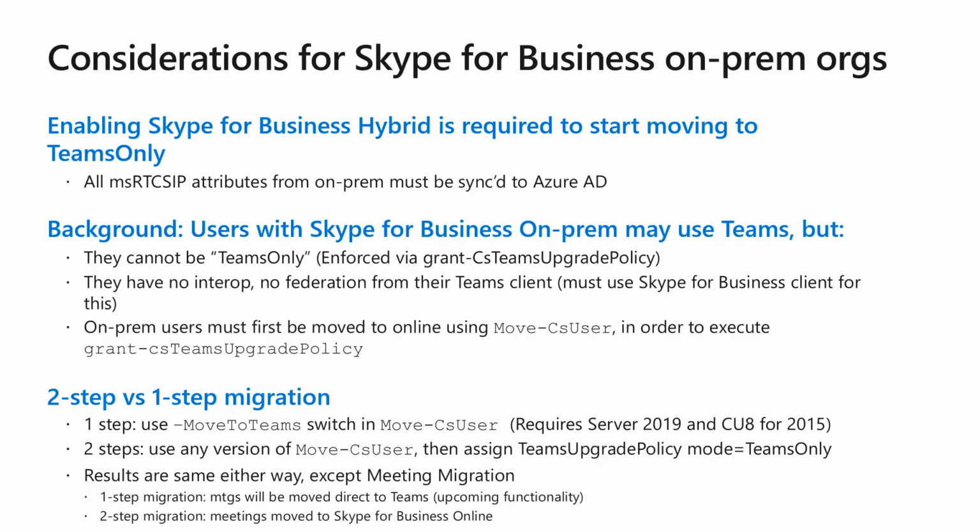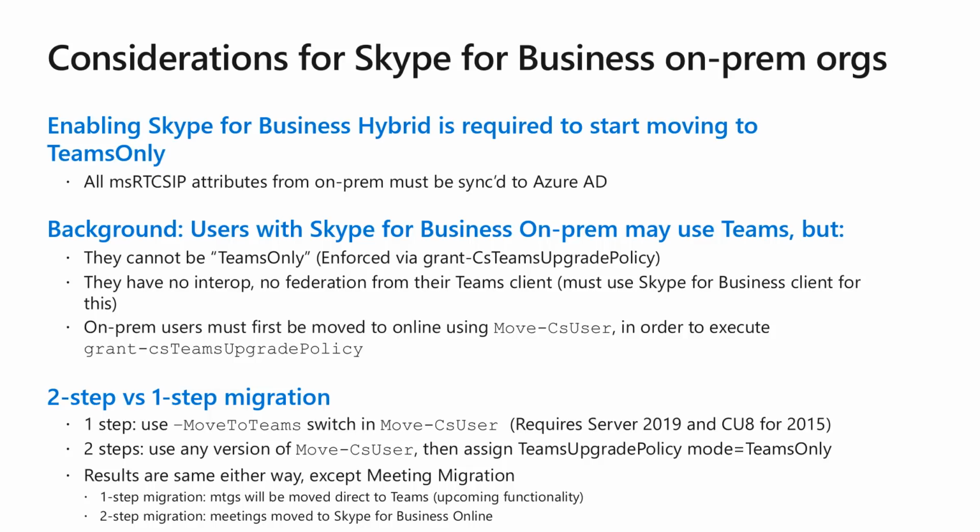They will not have the ability to do interop nor federation from their Teams client. They would have to use their Skype for Business client. You can look at our previous training that we did on coexistence and interoperability for the gory details around that particular line item. To fully upgrade the user to Teams, the on-prem user must first be moved to Skype for Business Online in order to properly grant them the Teams-only coexistence mode.